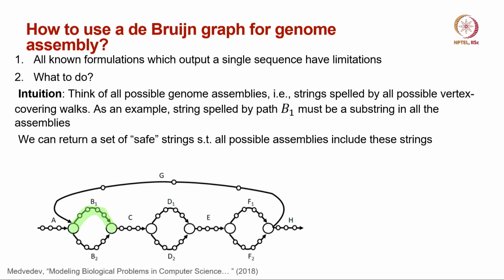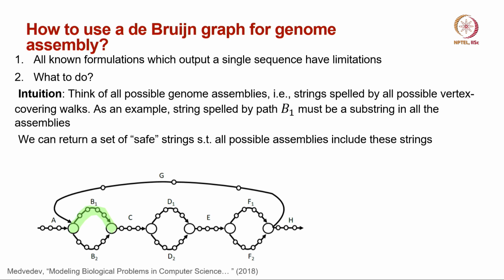So, what do we do then? Well, so far what we have seen is that in all known formulations where we are aiming to output a single sequence, we have observed limitations. For example, the shortest common superstring, the greedy algorithm, and even finding the shortest vertex covering walk in a de Bruijn graph. All of these formulations have limitations, and in this case what do we do? Well, should we just give up, or should we think of another way of addressing this problem?